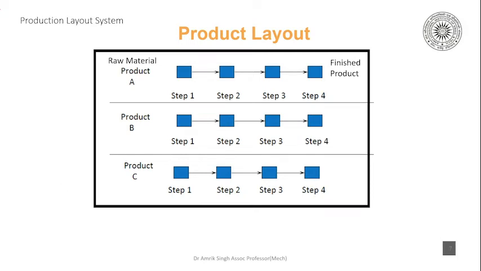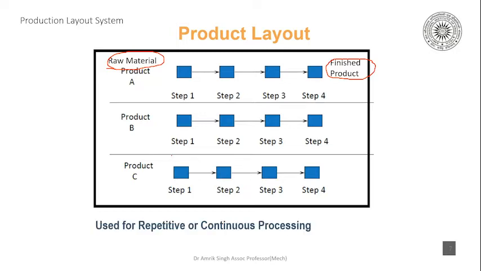So you see here the raw material enters at one end. So here the raw material, say it is for product A. It undergoes step 1, step 2, step 3, step 4 on the different machines, and finally a finished product comes out. Similarly, for product B it is there, product C it is there. So that means in the product layout we can make a narrow variety of three types of products which are almost similar. So it is used for repetitive or continuous processing.